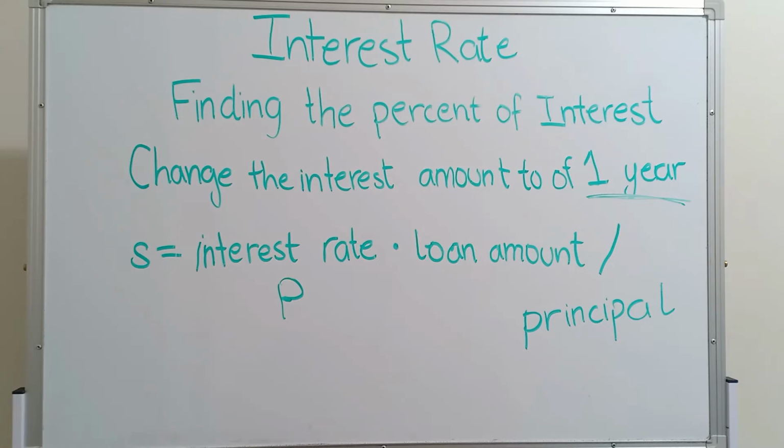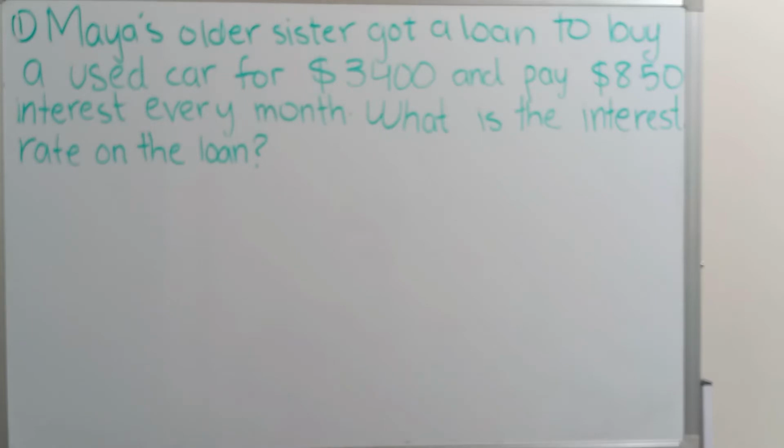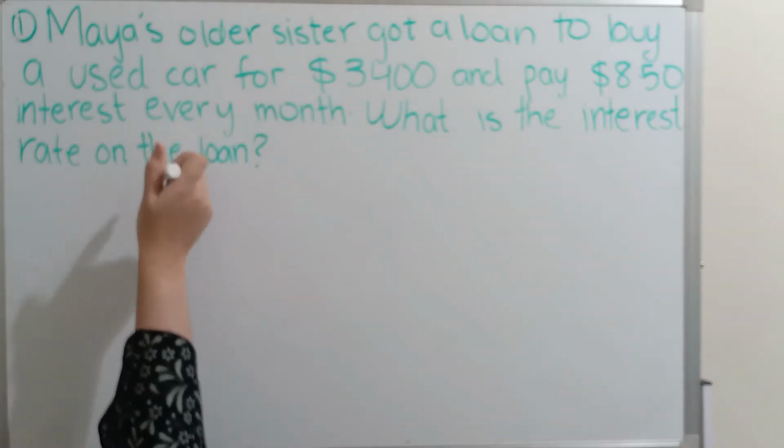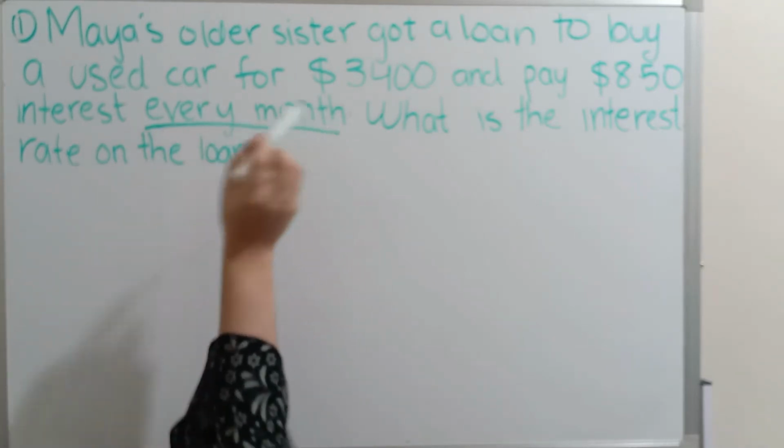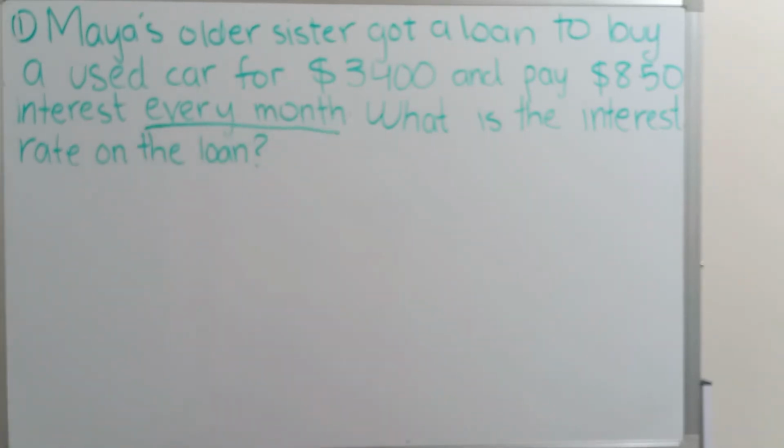Now let's move on to our first question. Okay, so here we have our first problem. It says Maya's older sister got a loan to buy a used car for $3,400 and pays $8.50 interest every month. Now we need to make sure of the period of time that we're given, which is every month. What is the percent rate on the loan?